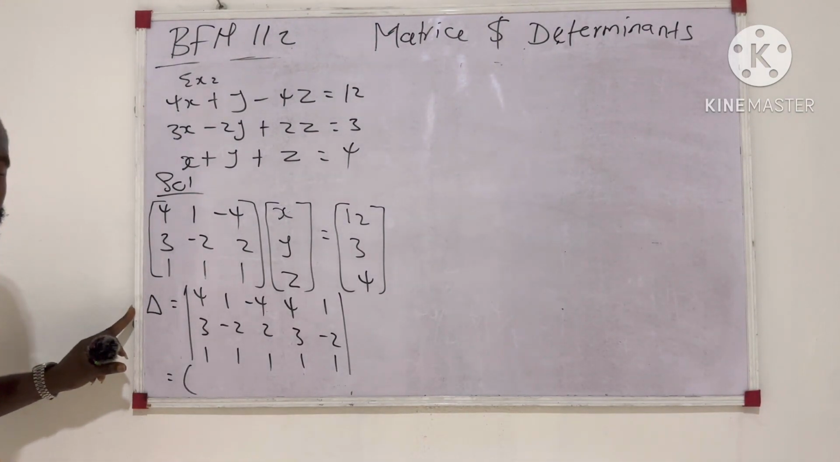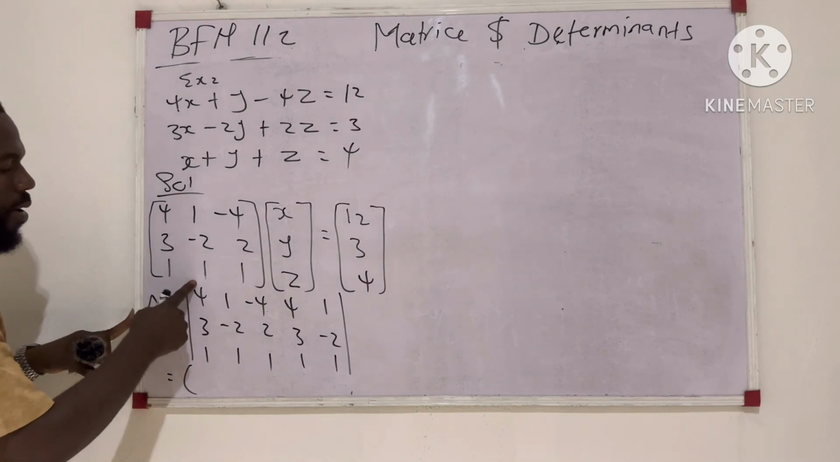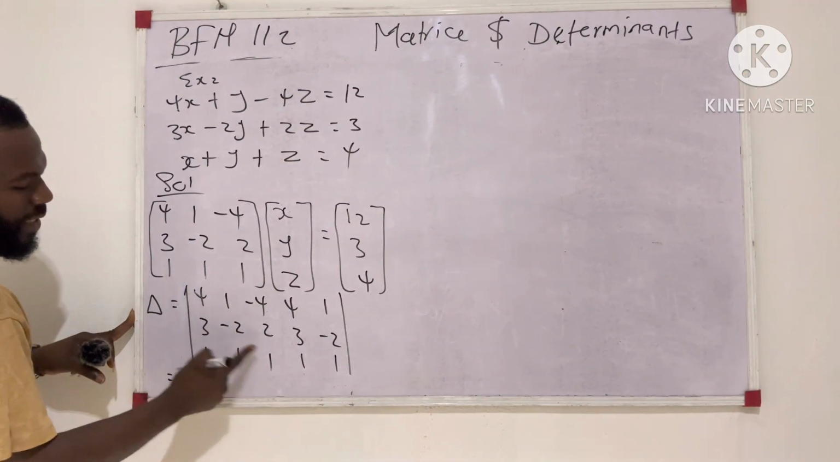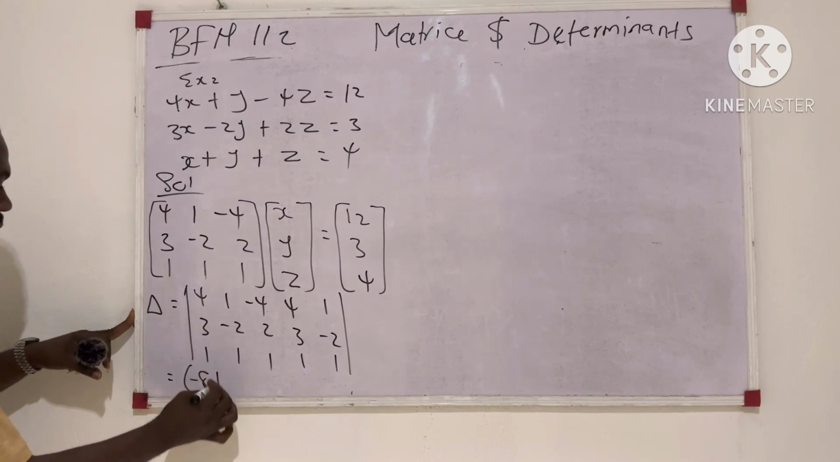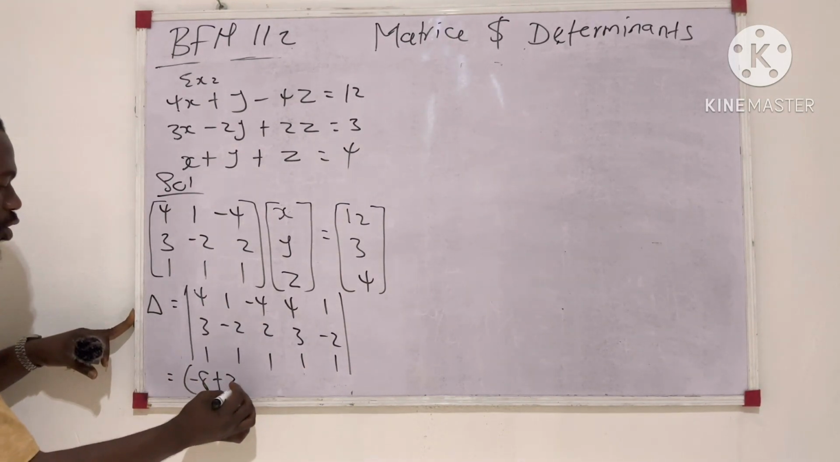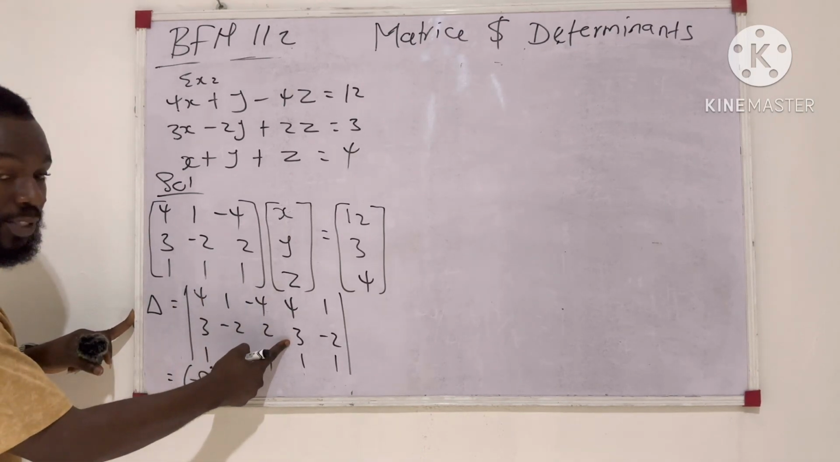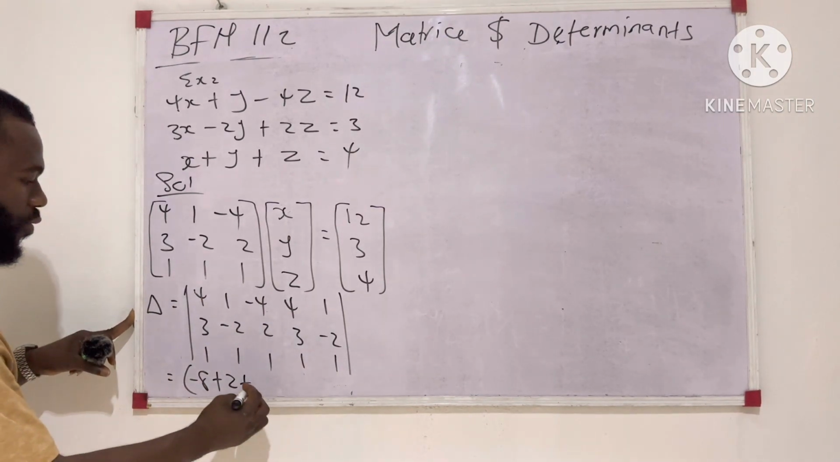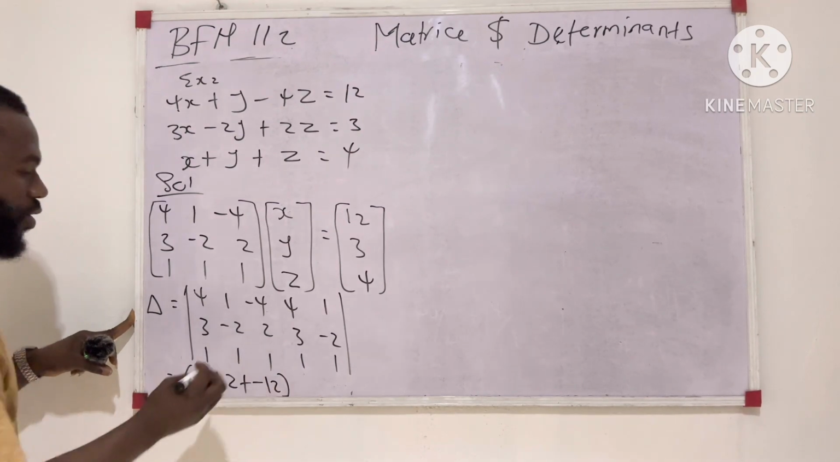The first three diagonal elements we have here are 4 times minus 2 times 1, which gives us minus 8, plus. The next three diagonal elements are 1 times 2 times 1, which is 2. And minus 4 times 3 gives you minus 12. And minus 12 times 1 also gives us minus 12.